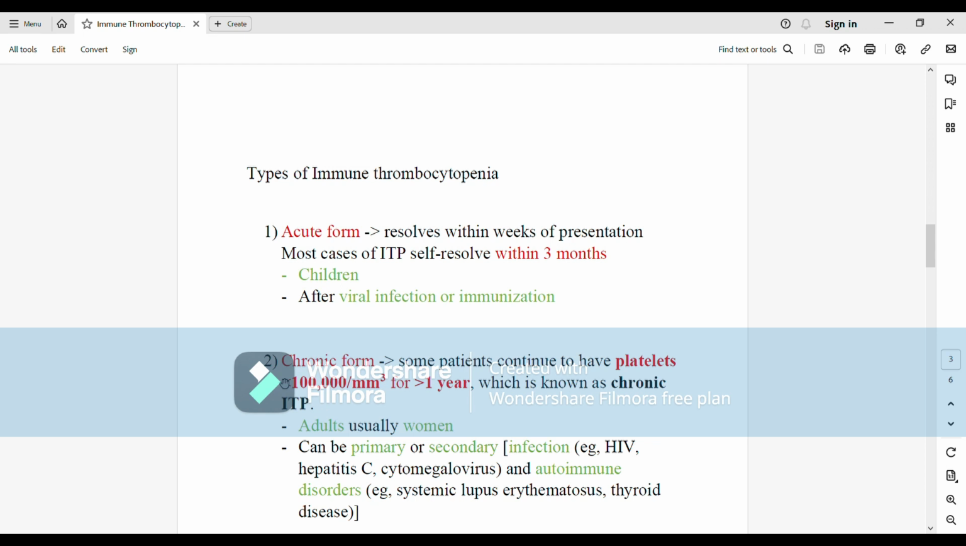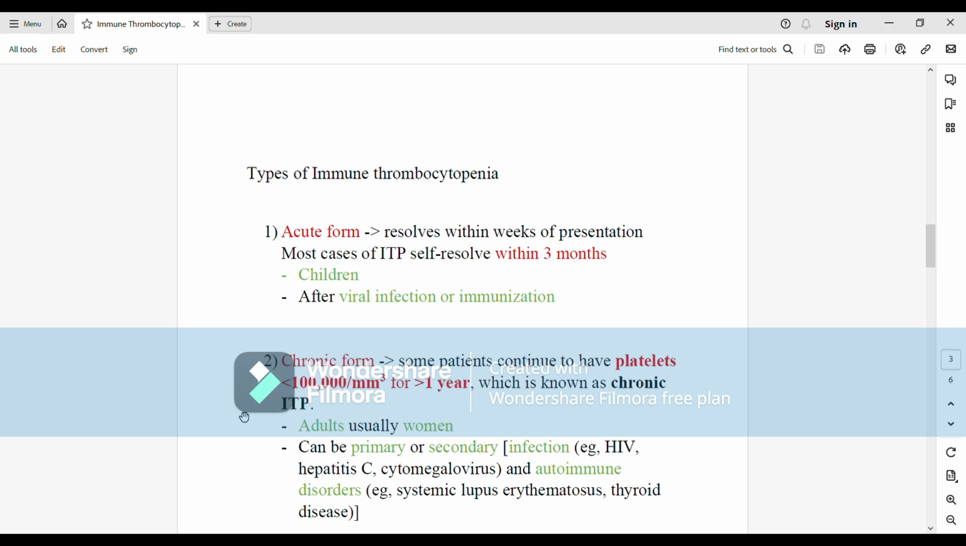In the chronic form, however, patients usually are adults, usually women of childbearing age, and it can be either primary or secondary. Primary is going to be idiopathic, we don't know what causes it, but it can also develop secondary to some known cause. And this is important for us to know because when we are treating immune thrombocytopenic purpura, if it is secondary to some cause, we need to treat that cause. So secondary to infections or secondary to other autoimmune disorders which the female is already having.